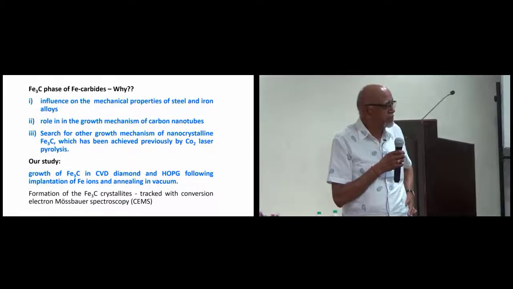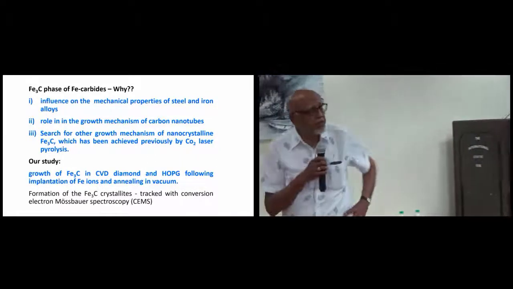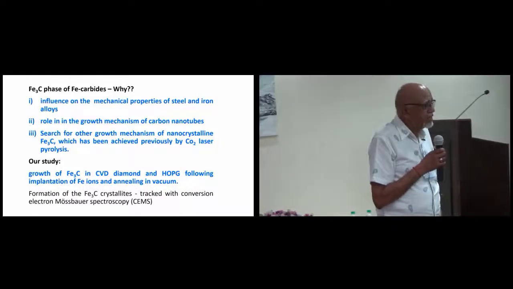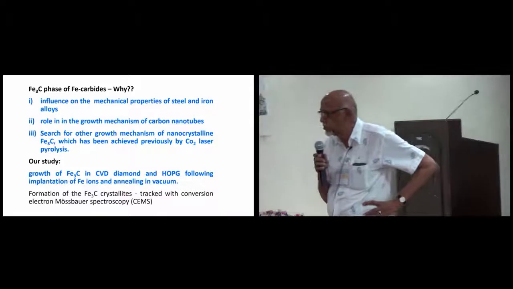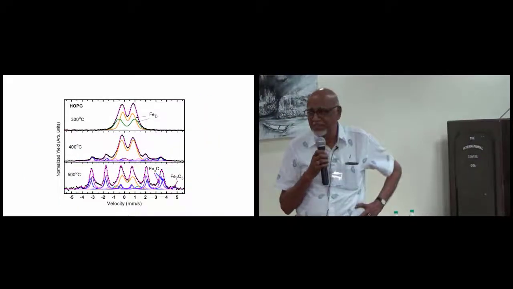In the case of our study, as I said, we looked at growth of Fe3C in diamond and graphite following implantation of Fe ions and annealing in vacuum up to about 800 degrees C. We tracked the formation of these crystallites with conversion electron Mössbauer spectroscopy. So I'm going straight to the spectra.